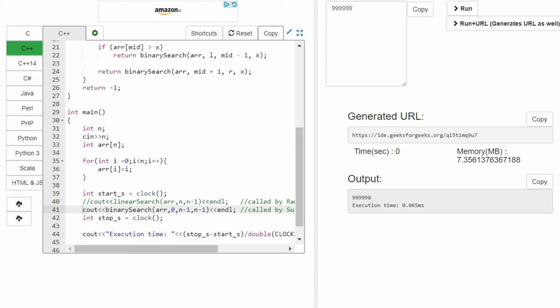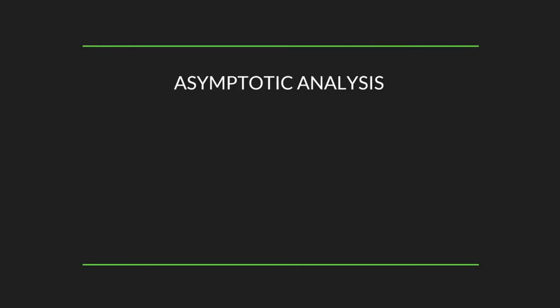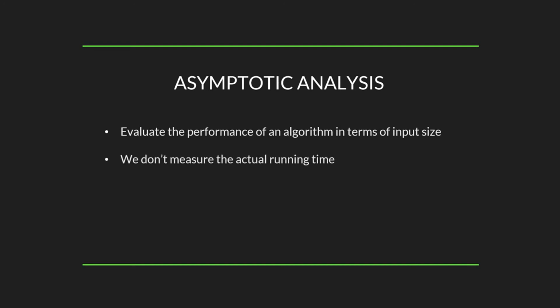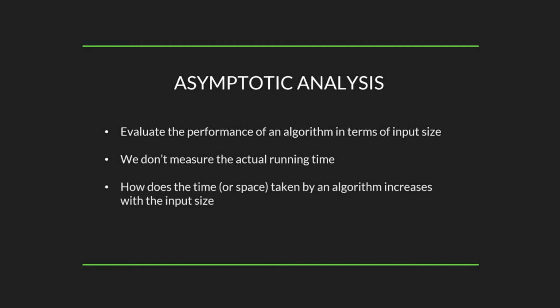Asymptotic analysis is the big idea that handles these issues in analyzing algorithms. In asymptotic analysis, we evaluate the performance of an algorithm in terms of input size. We don't measure the actual running time. We calculate how the time taken by an algorithm increases with the input size. Order of growth is how the time of execution depends on the length of the input.